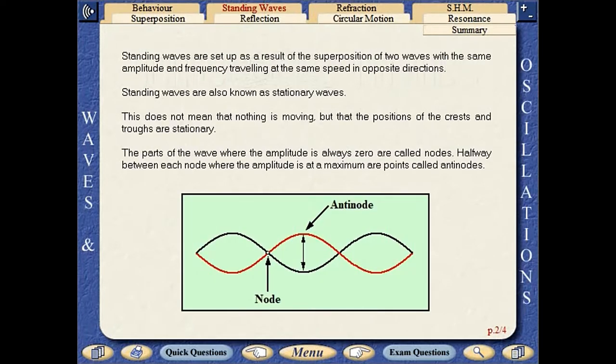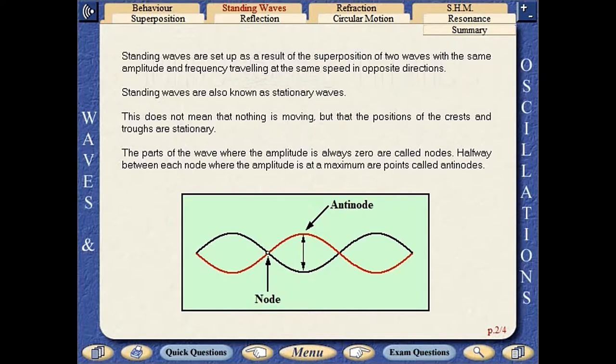Standing waves are set up as a result of the superposition of two waves with the same amplitude and frequency traveling at the same speed in opposite directions. Standing waves are also known as stationary waves. This does not mean that nothing is moving, but that the positions of the crests and troughs are stationary.